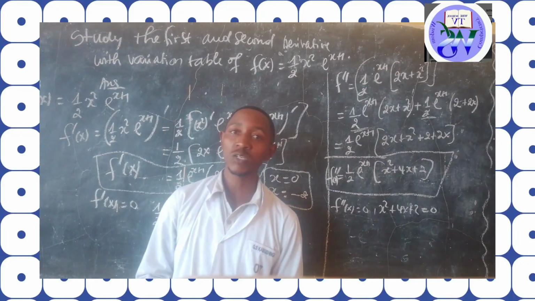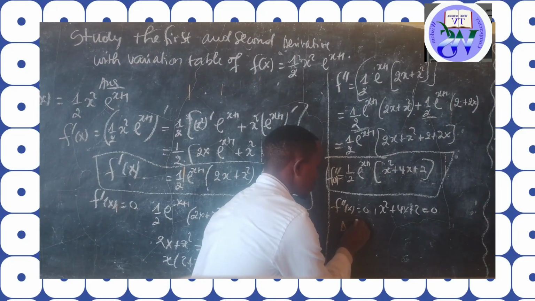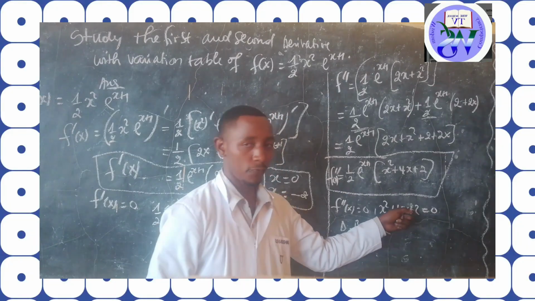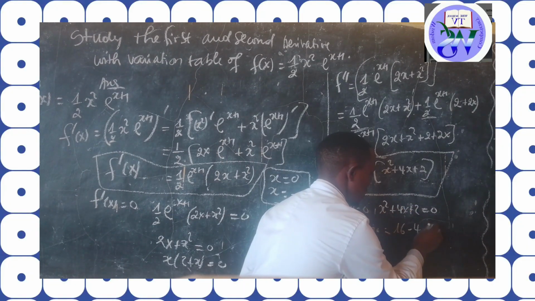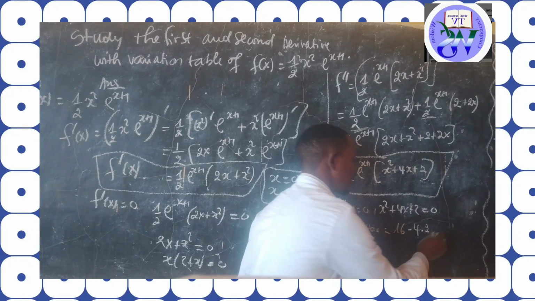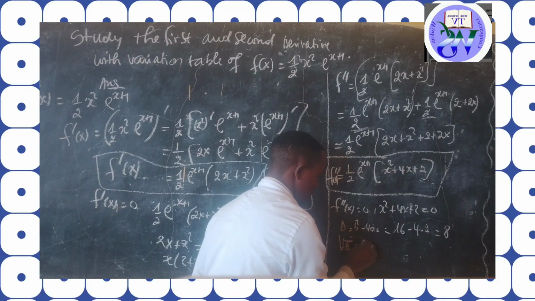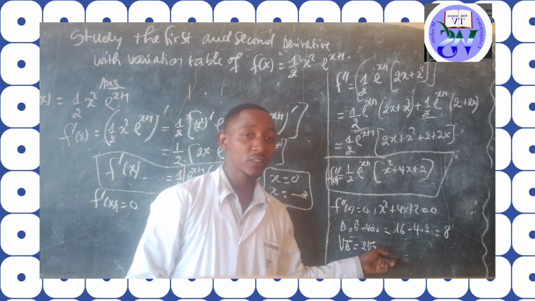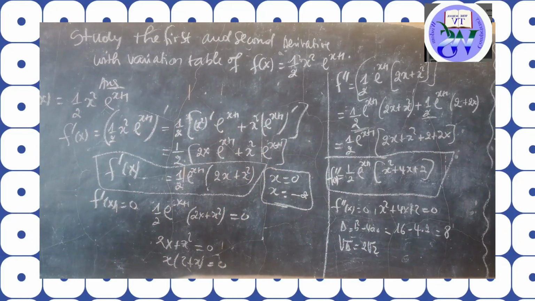To solve this quadratic equation, you can use the discriminant. Delta is equal to b squared minus 4ac, where b is equal to 4. This is equal to 16 minus 4 times 2, which is equal to 8. The square root of delta is equal to 2 square root of 2, because the square root of 4 times 2 is equal to that.